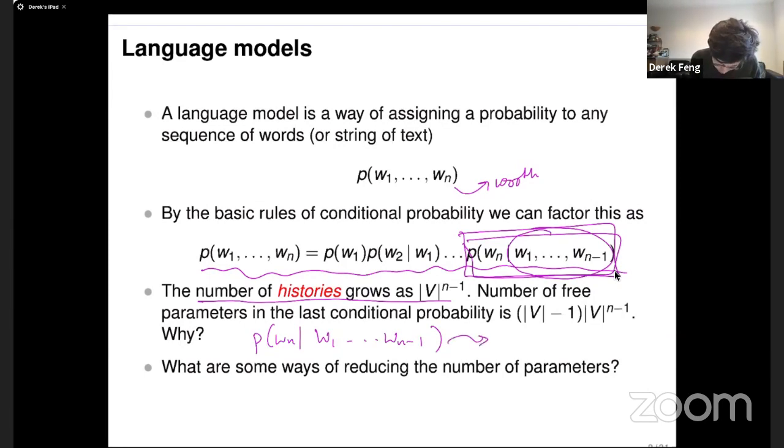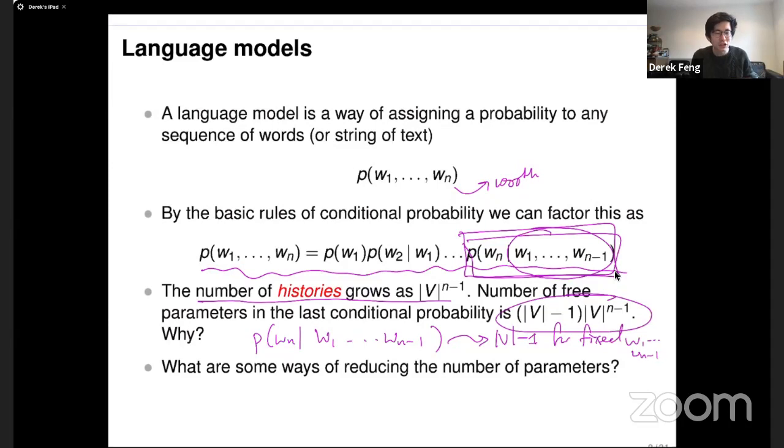Well, what's that? I'm going to have V minus 1 parameters for fixed w_1 to w_{n-1}. Why is that? Because this is a probability distribution over your vocabulary. I need V minus 1 because once I've defined V minus 1 of the probabilities, the last one is just 1 minus the rest. So I only have V minus 1 degrees of freedom. For each possible history, this would be the number of parameters, and this is just for a fixed history. Then obviously, for all histories, I would have to get the total number of parameters.